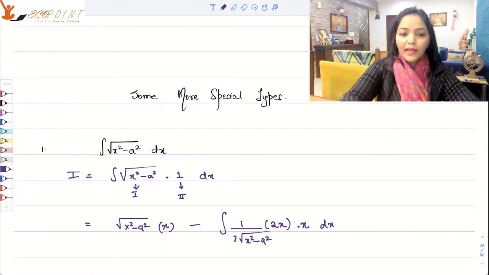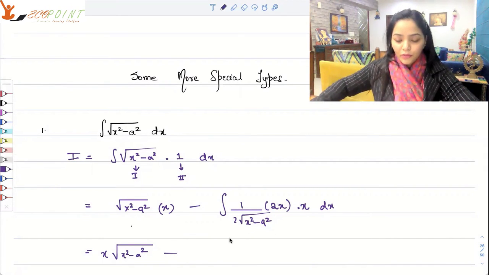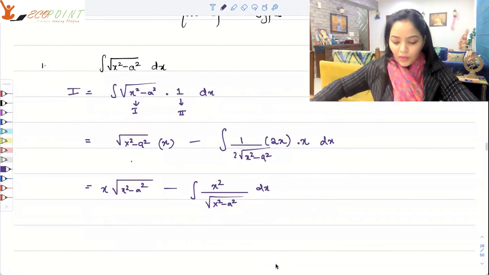So what do I have here? What I get here is x into square root of x square minus a square, minus, 2 cancels here, and what you get is integral x square upon square root of x square minus a square dx, right? That's what we get. Now what I'm going to do here is play a trick, and that's going to be on this integral, the second one.